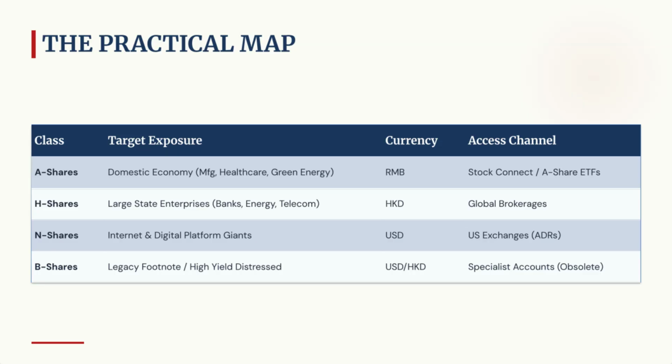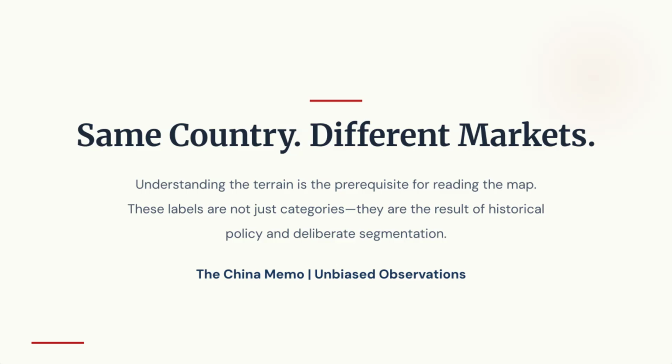The four labels A, B, H, N are not just categories. They are the result of different historical moments, different policy decisions, and different investor access regimes. Knowing which one you are in tells you something about the rules of the market you are operating in. And in China's equity markets, the rules vary considerably depending on where you stand. A shares, B shares, H shares, N shares. Same country, very different markets.